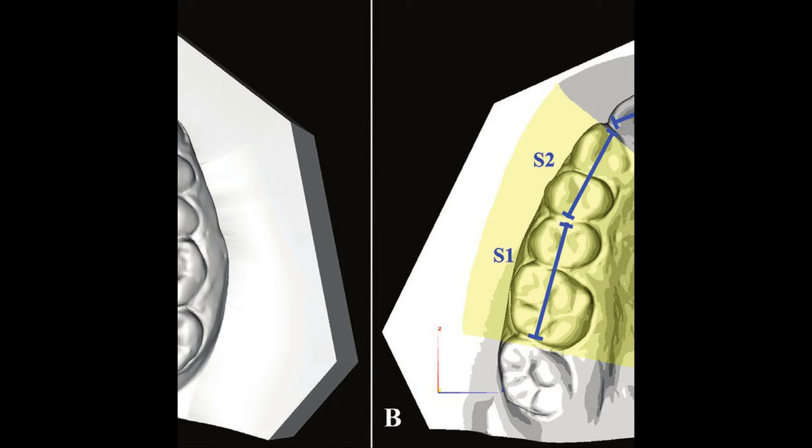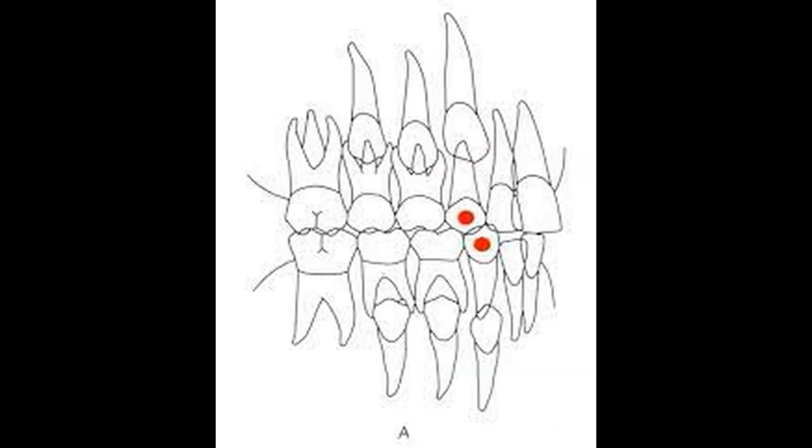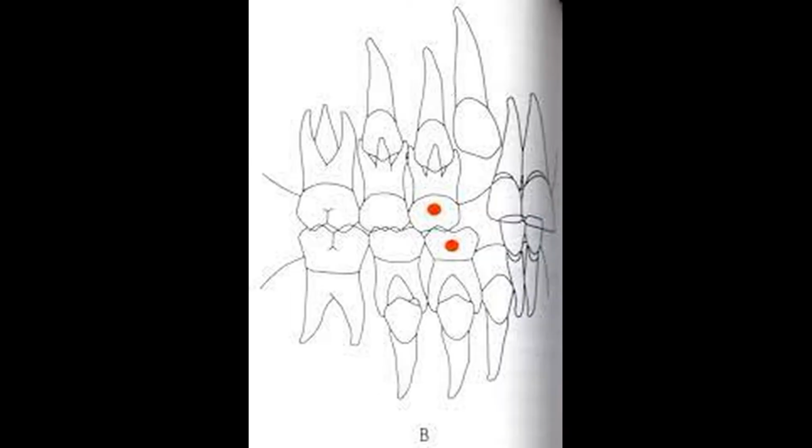There are some stages in serial extraction. First of all, the primary canines are the first to be removed, and then the following teeth are primary first molars and then the permanent first molars usually. 6 to 15 months is the interval between the extractions.